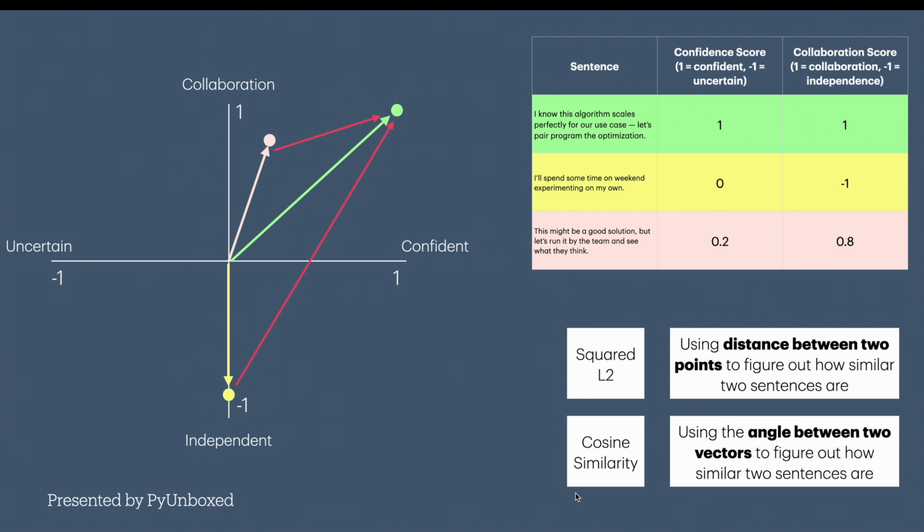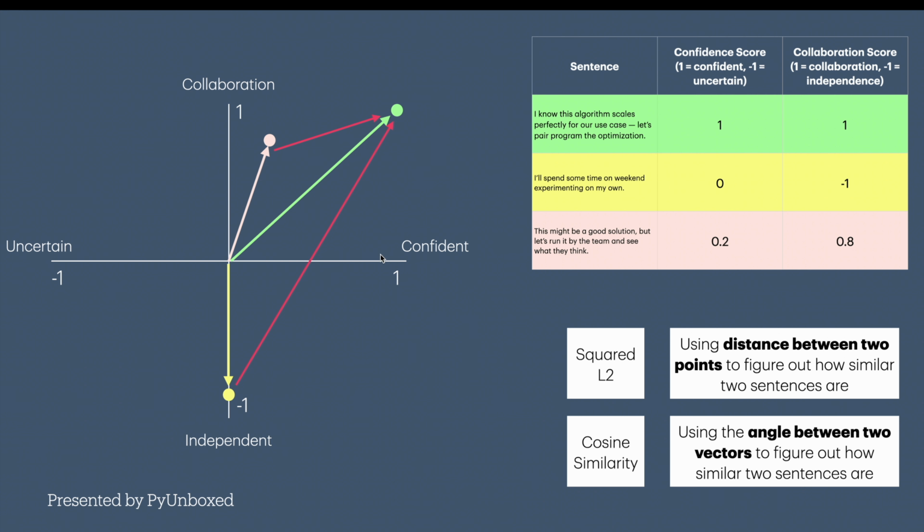So here's how it works. Let's suppose we have a sentence with the following confidence and collaboration scores. Confidence is 1, collaboration is 1. That's going to land us right here in the graph, up and to the right. Now suppose we have a new sentence that also gets a confidence of 1, but this time collaboration of 0. This sentence would fall over here right at the x-axis. Now the first sentence had a vector (1, 1), the second sentence had a vector (1, 0).